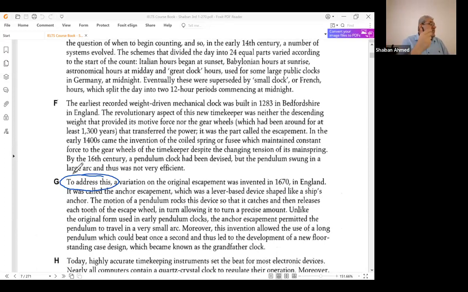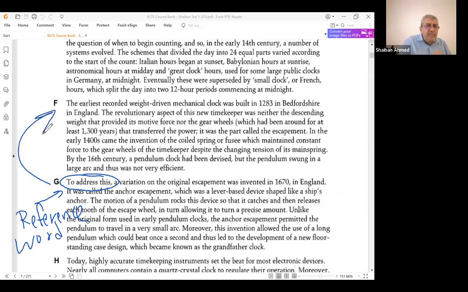Reference word. Yes to F. This we call a reference word, a word that refers back to what came before. Reference word. We go one step back. So he says pendulum in England. Even the description of pendulum in England.